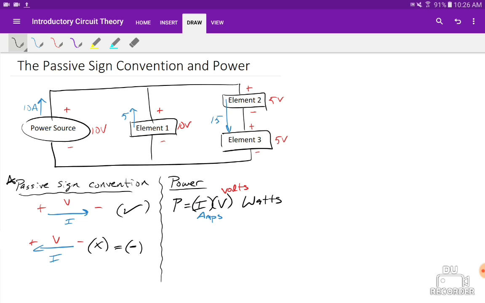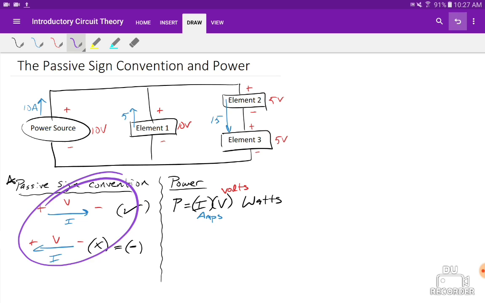Always, doesn't matter what element it is, power is going to be equal to V times I, or I times V. It doesn't matter. Does not matter the element, period. That's just how it works. It's a fundamental idea that mathematically connects the two. So let's talk about the ramifications of power.